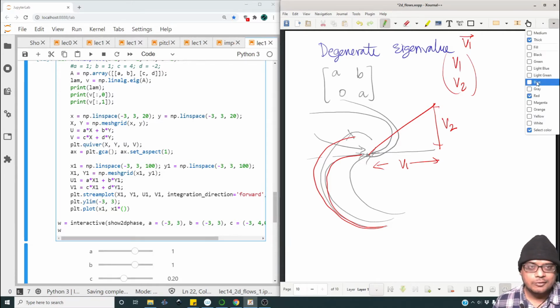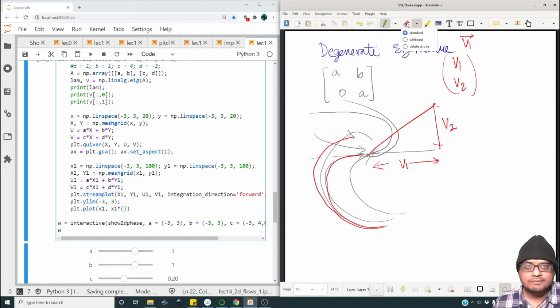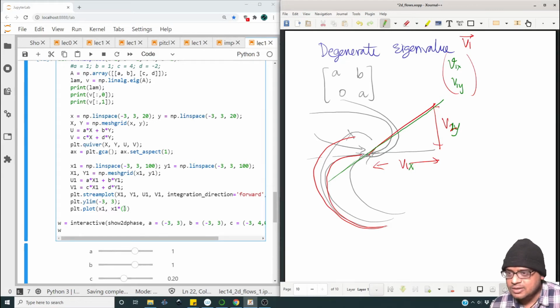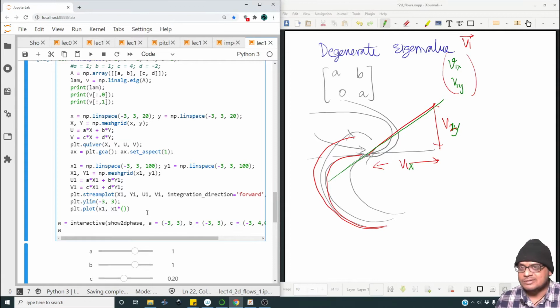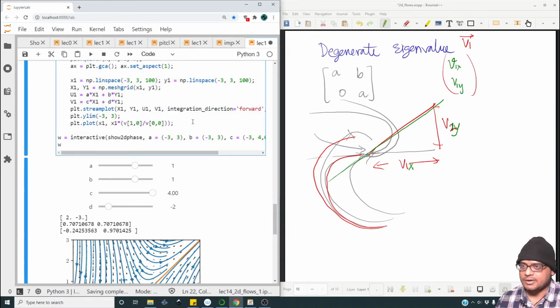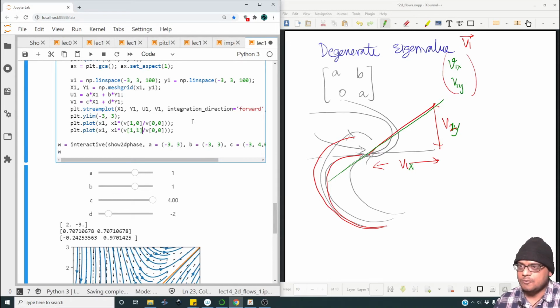In fact, in order to avoid confusion, let me write them as v1x and v1y. Yeah, that makes sense. So this will be v1y and this will be v1x. So the slope of that eigenvector will be v1y by v1x. We will plot on the x-axis x, and on the y-axis x times this slope, and the slope will be equal to v1 comma 0 divided by v0 comma 0. Let me plot this and see. Okay, so this is obviously one eigenvector, and similarly we can plot the other eigenvector. This will be 1 and this will be 1.